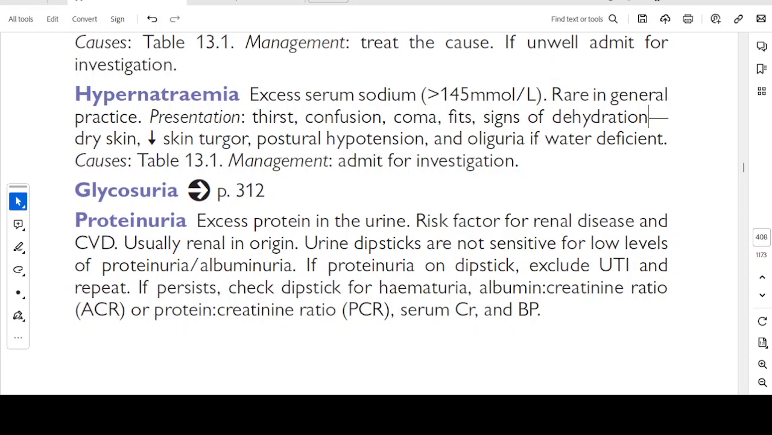Glycosuria. Page 312 we have already read. Proteinuria. Excess protein in the urine, a risk factor for renal disease and CVD. So proteinuria is a risk factor for renal disease and CVD. That's why it's also used in the classification of CKD, and it's a risk factor for cerebrovascular disease or coronary vascular disease. Usually renal in origin.